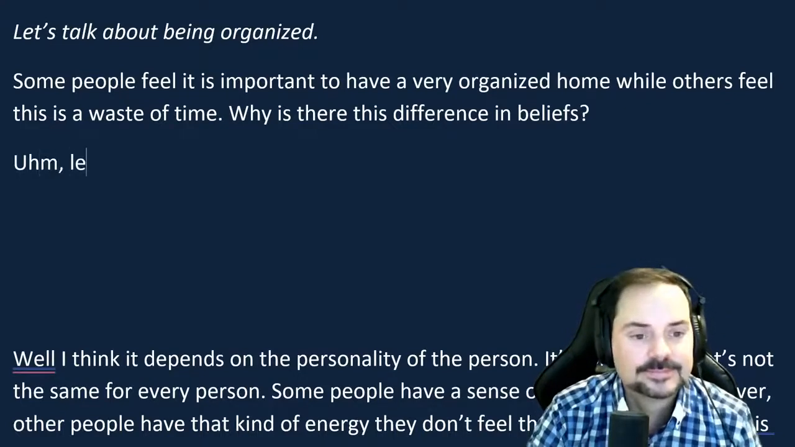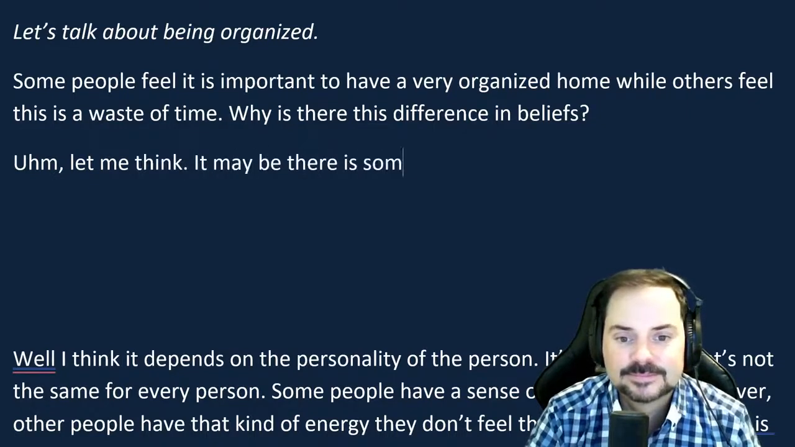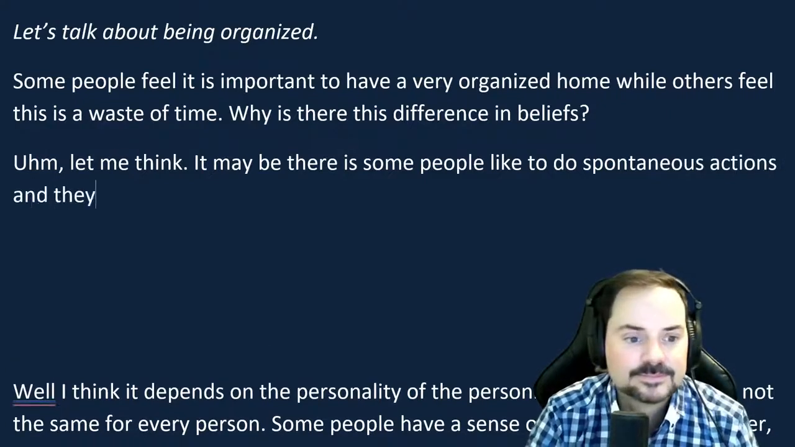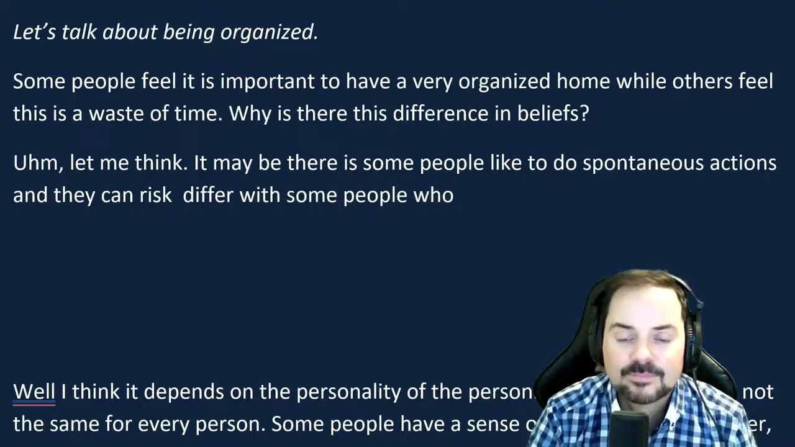Let me think. Maybe there are some people who like to do spontaneous actions because of saving time and energy, and they could take risks that happen in the future. Differ with people who make time management earlier before doing some activities, they may have a personality which is an on-time person.